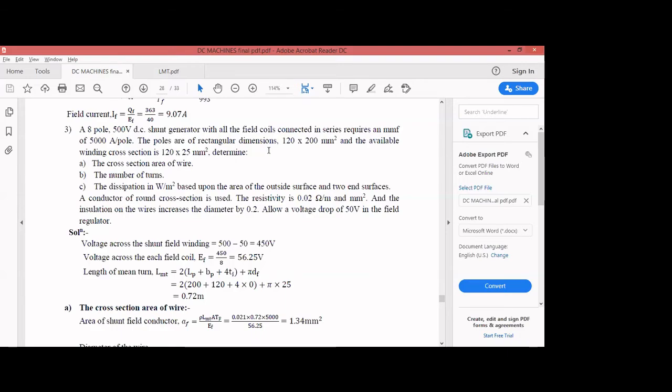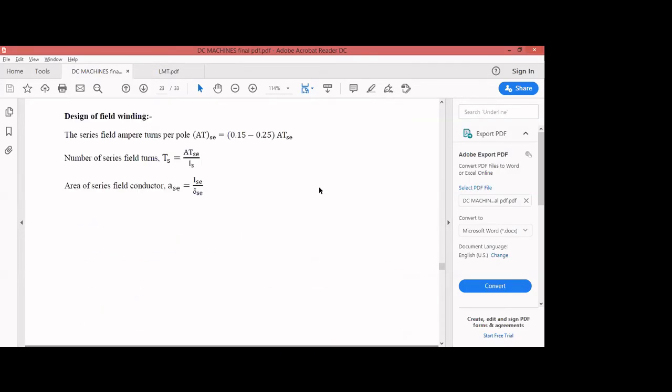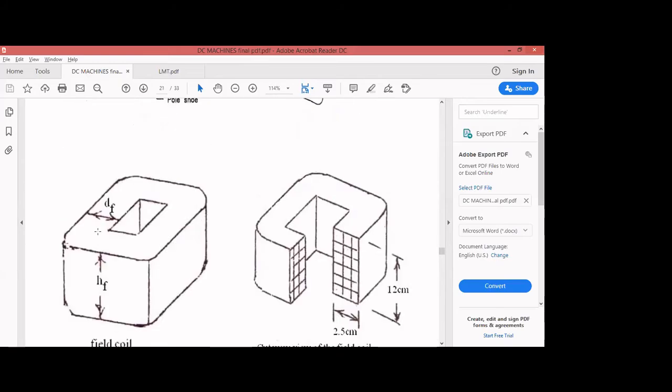Now here, the poles are rectangular in dimension. The poles are rectangular, 120 into 200 mm square. If you go back to the figure, yesterday I think I told you regarding that figure, it is rectangular. Rectangular means, okay, I'll show you: this is 120 and this is 200. And the available winding area, yesterday I think I told it in another way, but this is correct. The available area given is 120 into 25 mm square. The larger value, 120, will go for the height of the winding. The lesser value will be df, that is nothing but your 25.